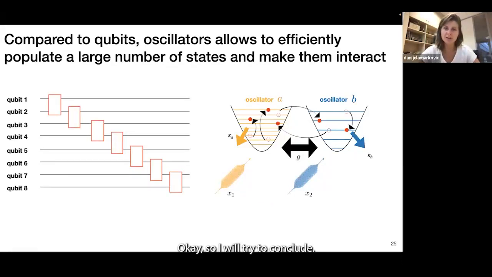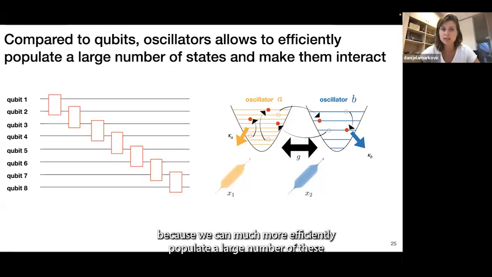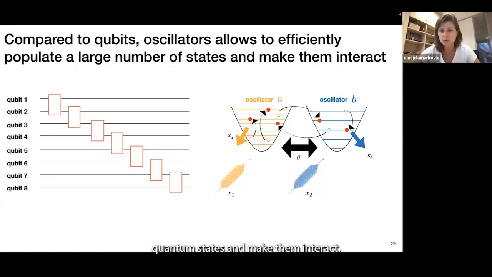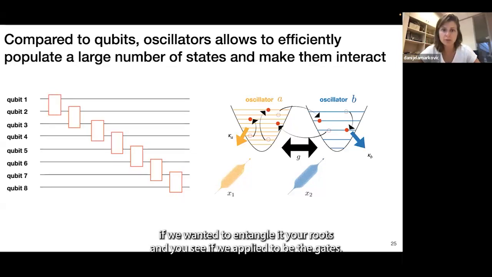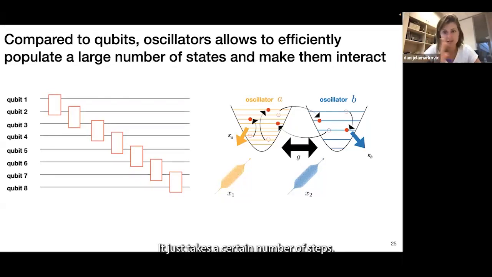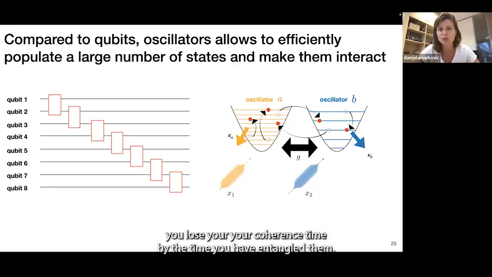Okay, so I will try to conclude soon. First thing that I would like to say is that compared to qubits, you can see that oscillators are really interesting because we can much more efficiently populate a large number of these quantum states and make them interact. So to the left, I showed what it would look like if we wanted to entangle 8 qubits. And you see if we apply 2 qubit gates, it just takes a certain number of steps. Each of these gates is maybe 50 nanoseconds long. So you lose your coherence time by the time you have entangled them all.